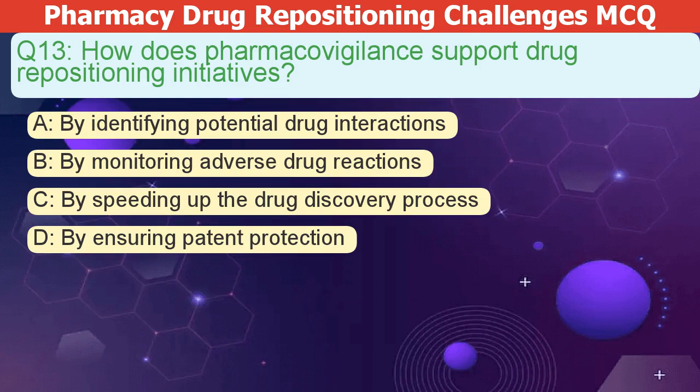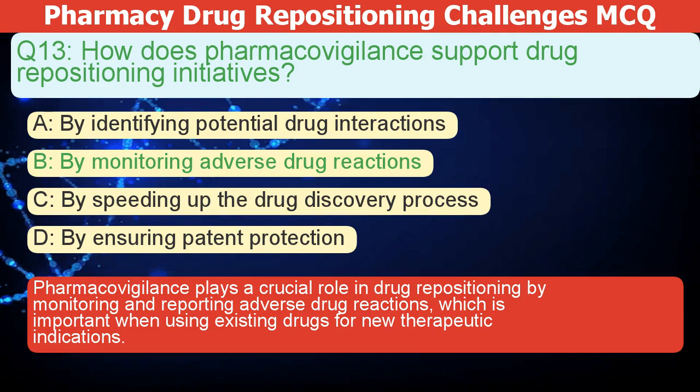How does pharmacovigilance support drug repositioning initiatives? A. By identifying potential drug interactions. B. By monitoring adverse drug reactions. C. By speeding up the drug discovery process. D. By ensuring patent protection. The correct answer is B. Pharmacovigilance plays a crucial role in drug repositioning. It monitors and reports adverse drug reactions. This is important when using existing drugs for new therapeutic indications.